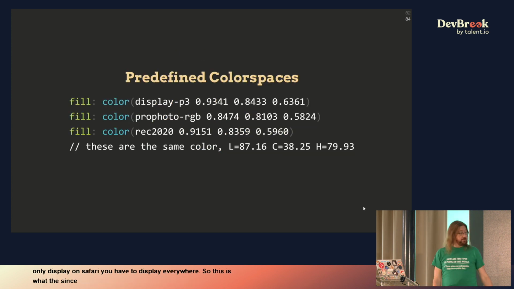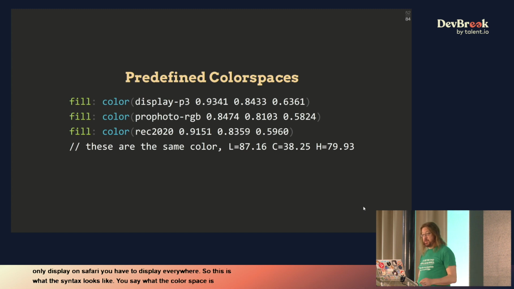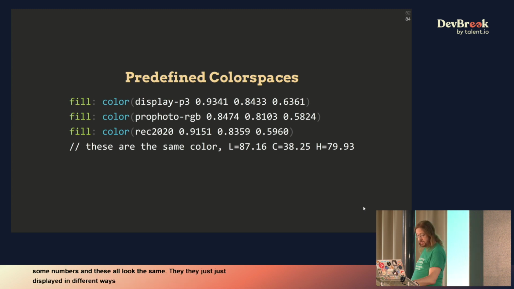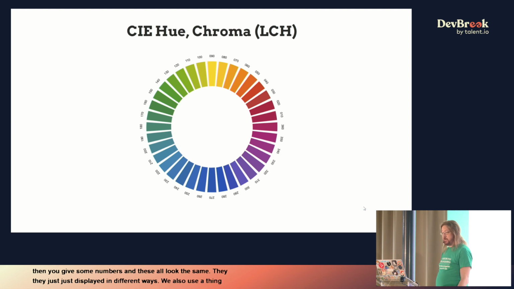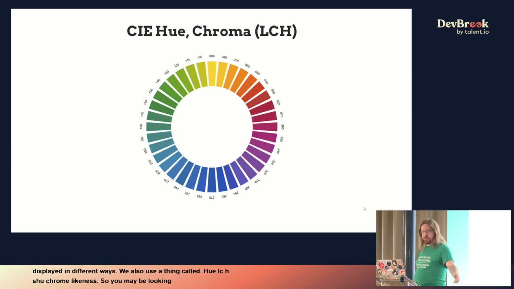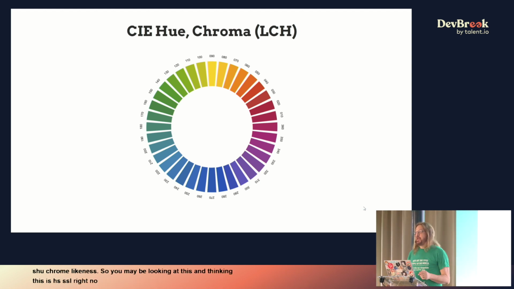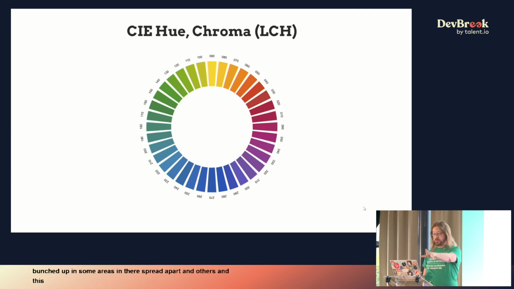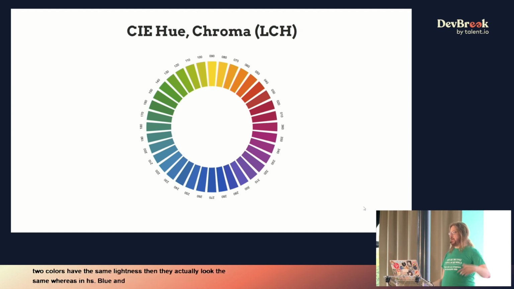So this is what the syntax looks like. You say what the color space is, and then you give some numbers, and these all look the same. They're just displayed in different ways. We also use a thing called LCH: hue, chroma, and lightness. So you may be looking at this and thinking, this is HSL, right? No, it's not. In HSL, the colors are bunched up in some areas and spread apart in others, and this is much more evenly distributed. And if 2 colors have the same lightness, then they actually look the same. Whereas in HSL, blue and yellow have the same lightness. No, they don't, but they have the same number.